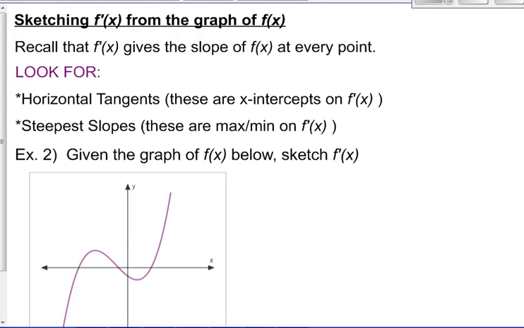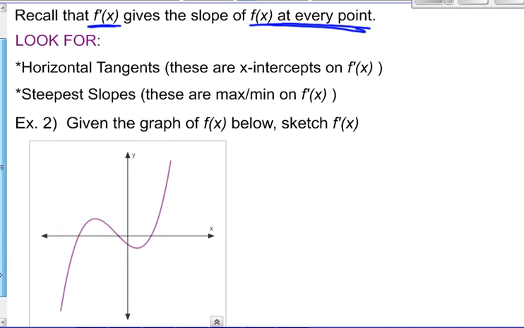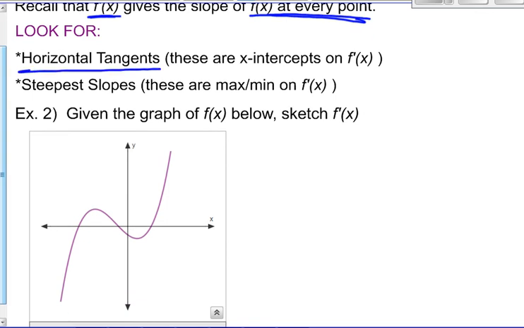You might be asked to graph f prime from the graph of f of x. And so, again, f prime gives us the slope of f of x at every point. So we're trying to make a graph that tells us about the slope of the original. Here are the things to look for in a graph. Look for horizontal tangents. That means, if you've got a horizontal tangent, that means it's a slope of 0. Or on the f prime graph, there'll be x-intercepts. They'll have a value of 0.